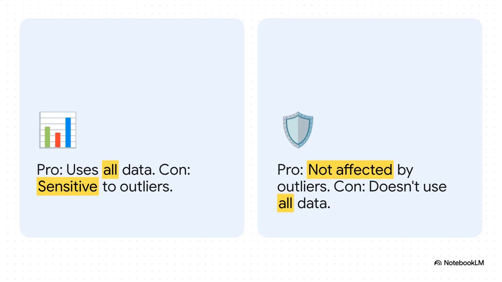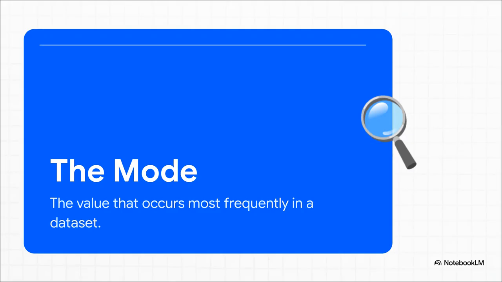So here's the key trade-off you need to understand. The mean uses every single piece of data, which sounds good, but that's what makes it so sensitive to outliers. The median, on the other hand, is tough. It's totally robust against those outliers, which makes it a much better measure of a typical day whenever your data is skewed. For our store, the median would have stayed much closer to that original $150, giving us a more honest picture.